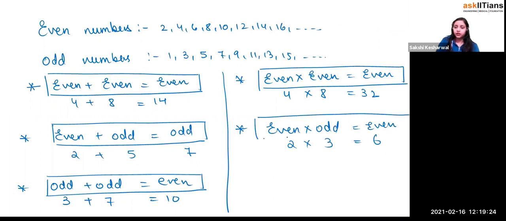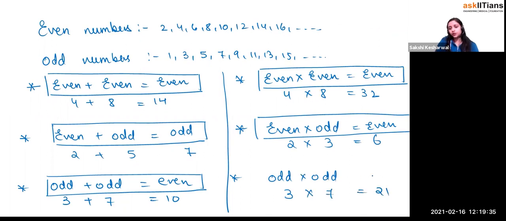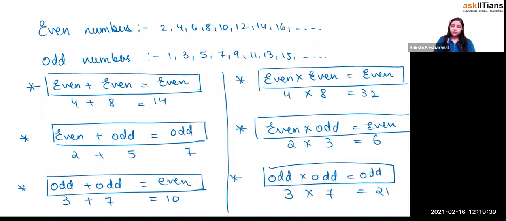Again even, right? Now if you see this, odd into odd, right? If I say like 3 into 7, which is equals to what? 21. So your answer is what? Odd into odd is what? Is odd, right? This thing is much clear.